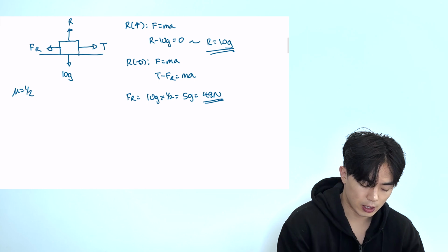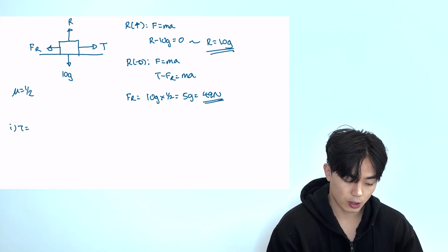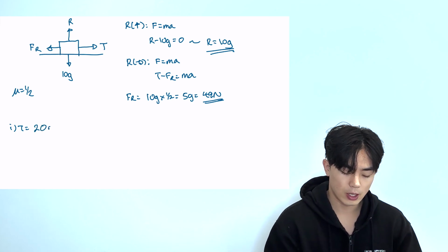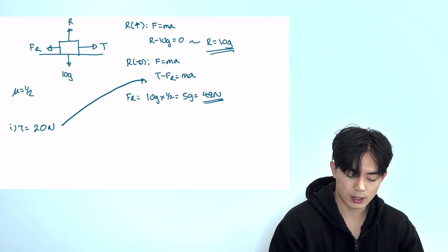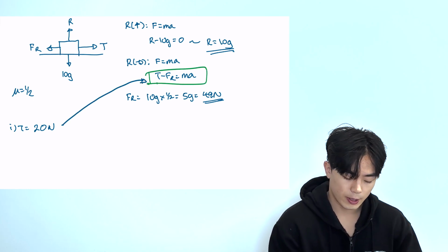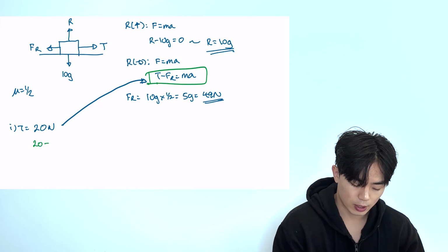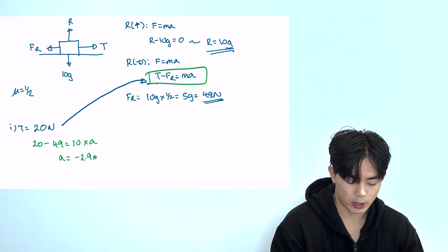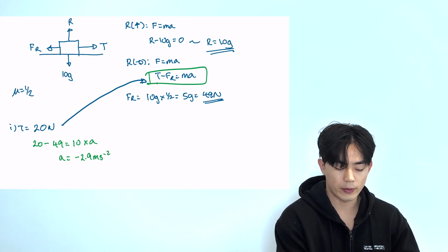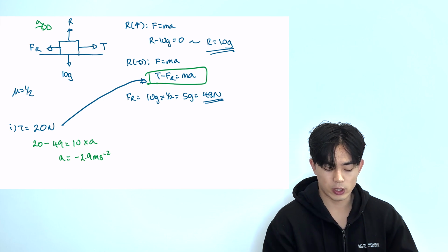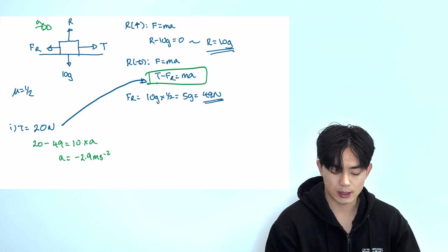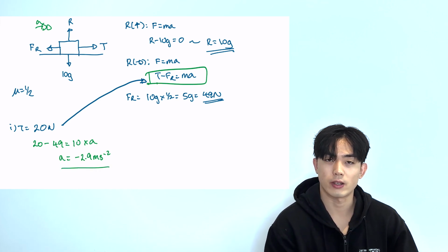So first things first, let's say T is equal to 20 newtons, okay? If I plug 20 in here, resolving horizontally, we get 20 minus friction, which is 49, is equal to the mass 10 times A, which means that A is going to be equal to minus 2.9 meters per second squared. Now what this means is that if it was accelerating in this direction, then a negative acceleration means it's going back. And this is why we say it's F max. As you can see, if we did a resolving calculation, it means it's negative 2.9.